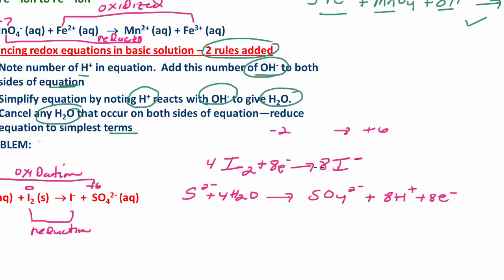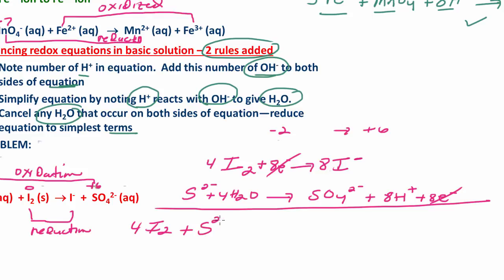These are balanced in both charge and the number of atoms. We can now add the equations. Our electrons do indeed cancel, and we have 4I2 plus sulfide ion plus 4 waters, and we have sulfate ion plus 8 hydrogens plus 8 iodides.